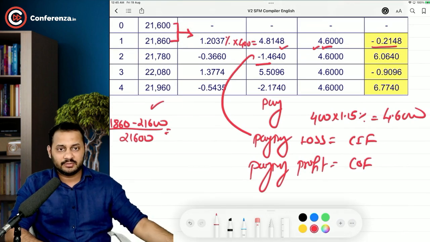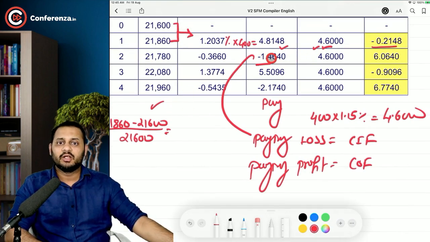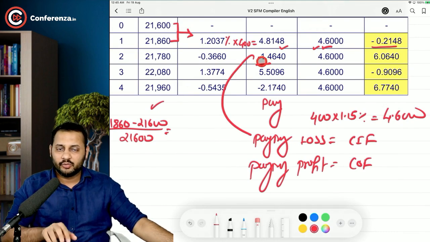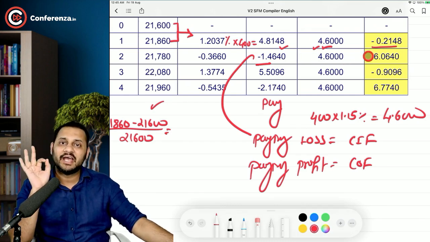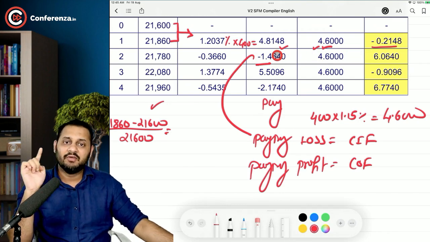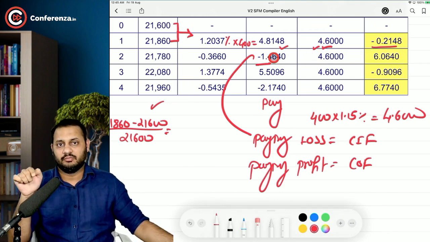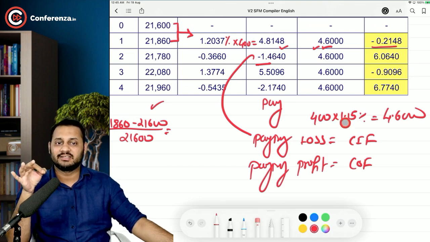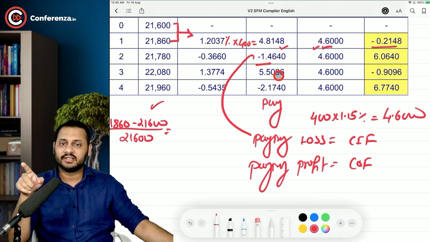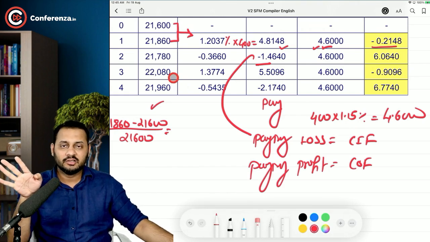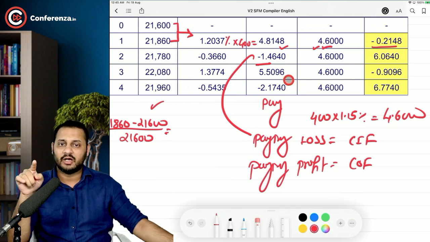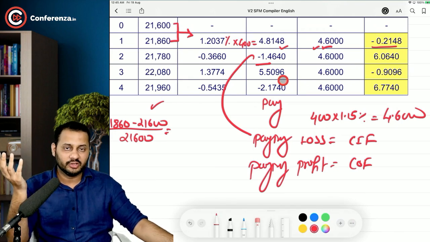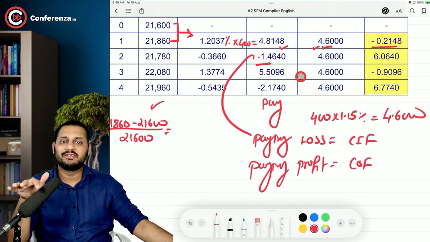So 4.6, please understand, 1.464. Either way, you can do it like this: minus 1.4640, minus 4.6. So 6.0640 will be the cash inflow. I will receive this. I will receive this one as well, because I'm paying you the loss. So understand that this is a cash inflow. In the next case, there is an increase in the Sensex. So the Sensex is giving you good return. Because of that, there is a net outflow. I am paying 5.5. I have earned more on the portfolio. I am paying more, 5.5, receiving 4.6.